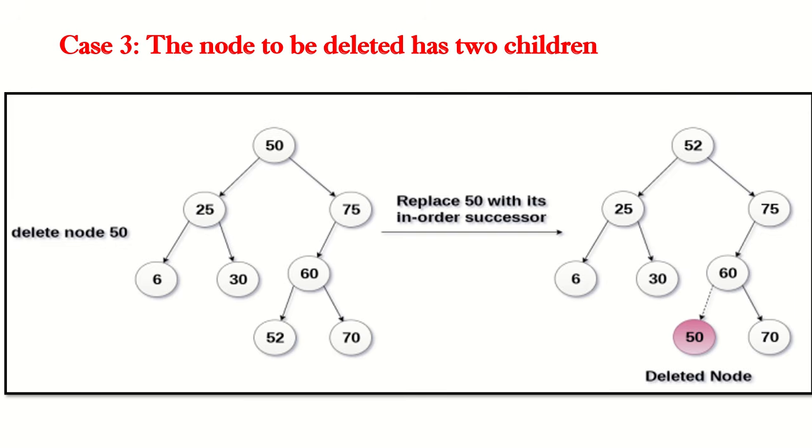So this is a special case. Repeating again, when you want to delete a node with two children, it is very simple. You need to take the smallest value in the right subtree. You need to replace the node which you want to delete with that smallest value. And finally, you can delete that leaf node.